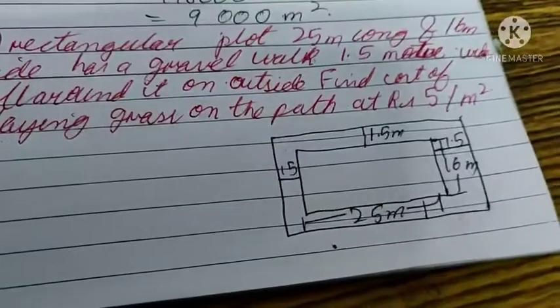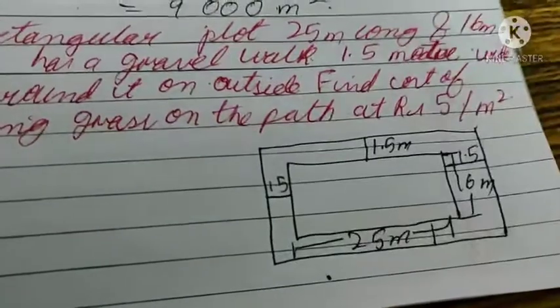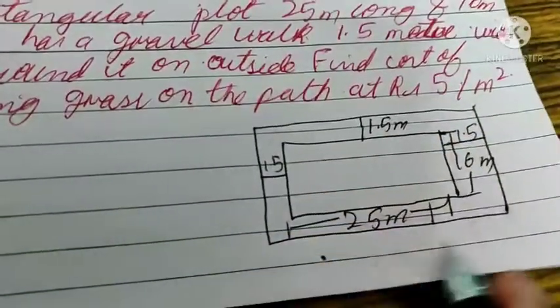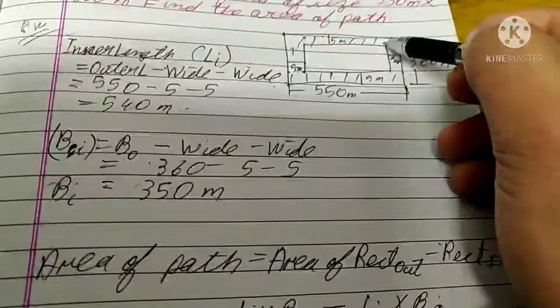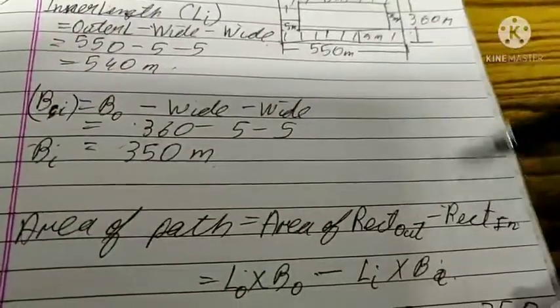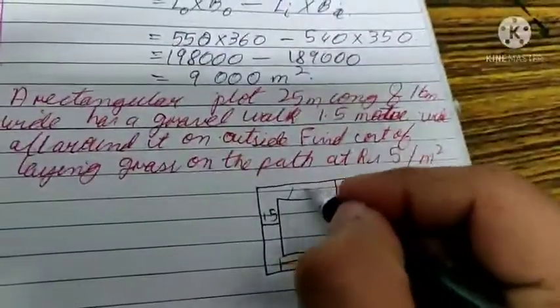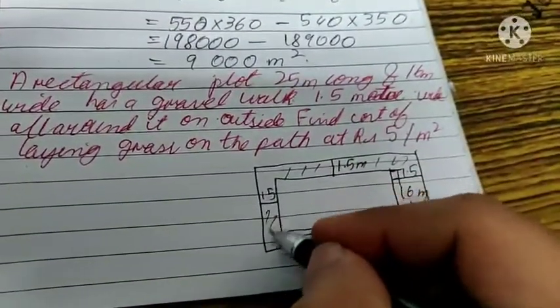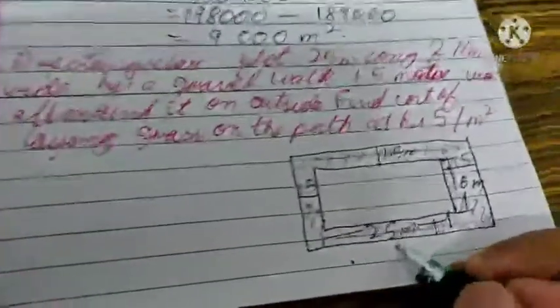So for finding the area of the path, we need to calculate the area of the inner and the area of the outer rectangle. This outer rectangle minus inner rectangle, you will get this part, like in the above part also. For finding the area of the path, you found the area of the outer rectangle minus the area of the inner rectangle, so you got the area of the path. So here we need this. So first we need to know the outer length and breadth.